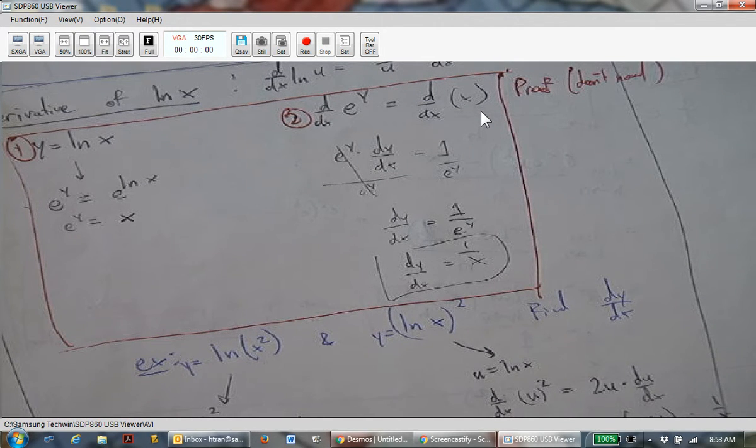All right, okay, so you have 1 over x squared, right? And what is the derivative of x squared? Okay, so it should be 1 over x squared times 2x.